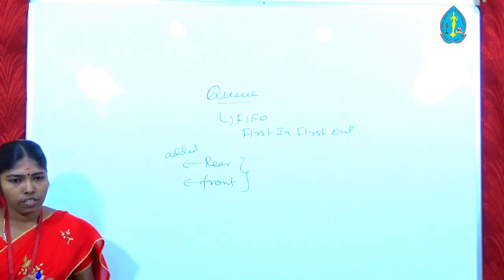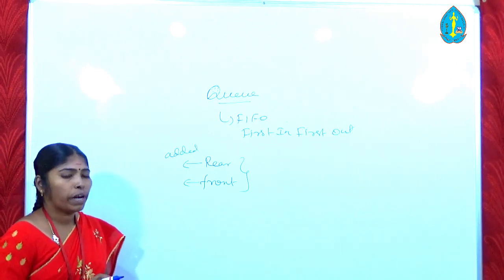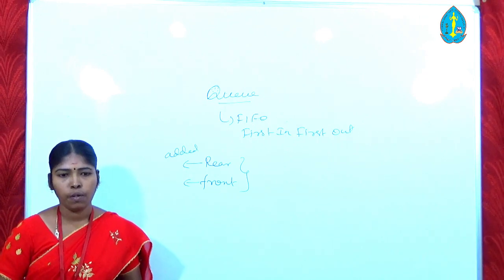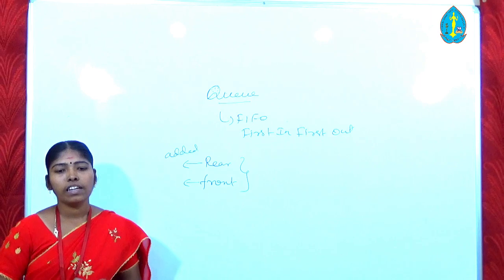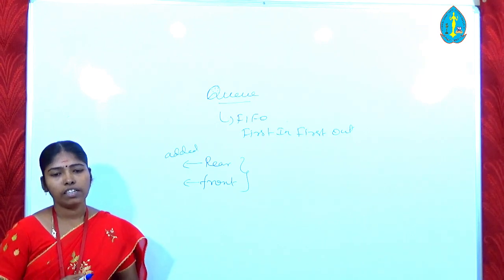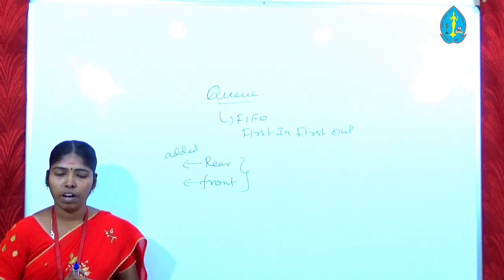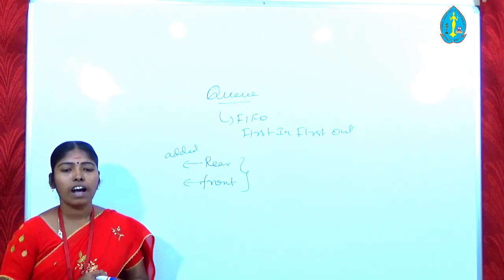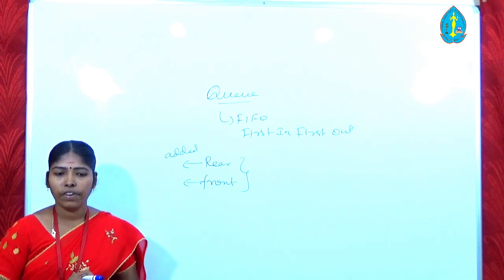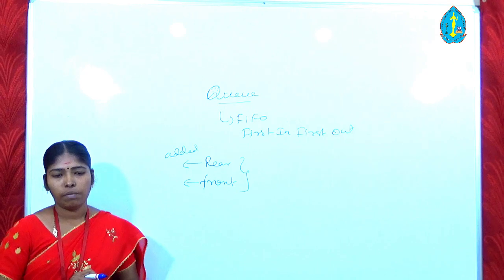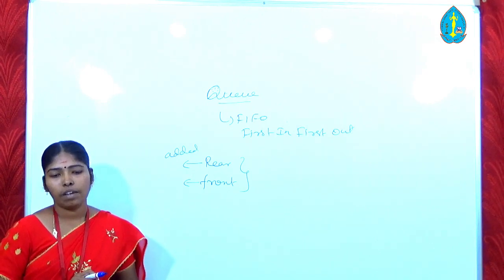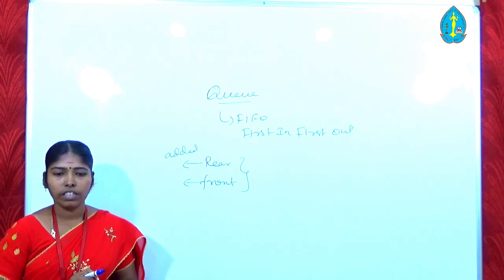Queue operations. Placing an item in a queue is called insertion or enqueue, which is done at the end of the queue, called the rear pointer. Removing an item from the queue is called deletion or dequeue, which is done at the other end, called the front pointer. The queue is full when rear is equal to the maximum size of the queue. The queue is empty when front and rear are equal to 0.